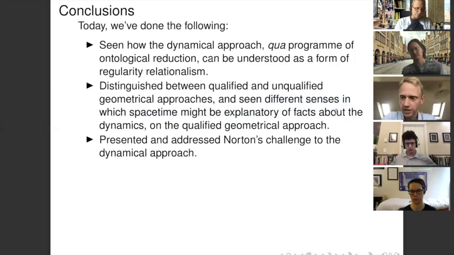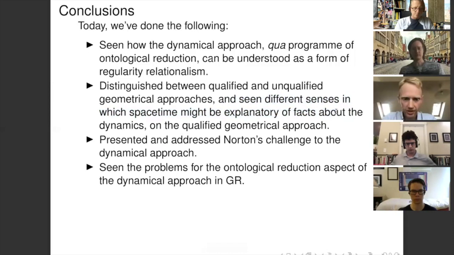Then in the context of general relativity, we've seen that Brown reneges on the ontological reduction aspect, but one might still want to follow through with it in order for there to still be a distinction between the dynamical and geometrical approaches there. But we've seen the prima facie problems to do with the general covariance of general relativity, its diffeomorphism invariance. Not to say that the project can't be done, but we just haven't done it yet.